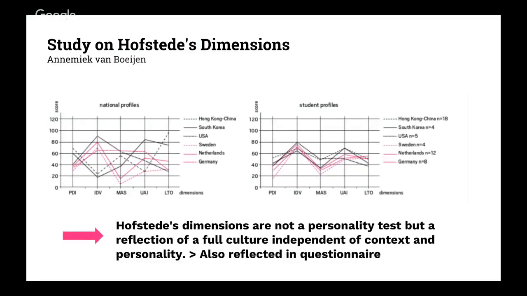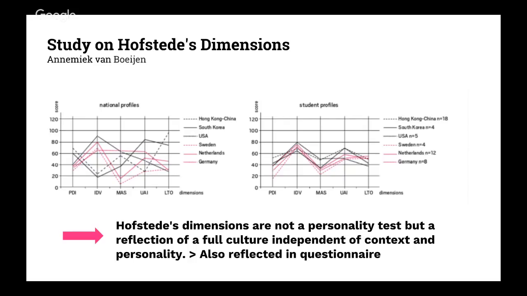And Hofstede also explains that these dimensions are not a personality test, and he clearly states that you have to take great samples of the culture from all different classes and sectors and fields of work to get a representative sample. And this is also reflected in his questionnaire, because some of the questions are not addressed to you as the person filling out the questionnaire, but to people in your surroundings.